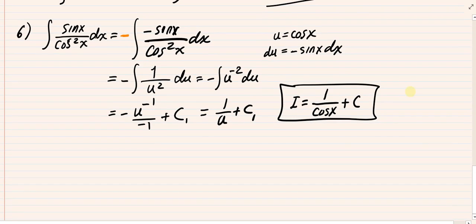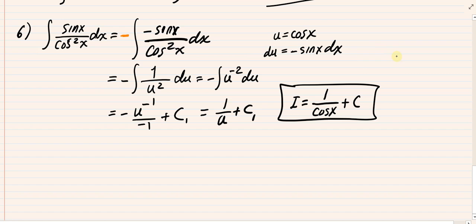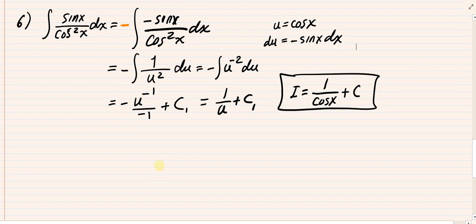Now, personally, what I like to do is build things in that step. In other words, I would have just multiplied both sides here by negative and written negative du equals sine x dx, so I don't have to build the integrand. Okay, but again, there are two different ways of really doing the same thing.